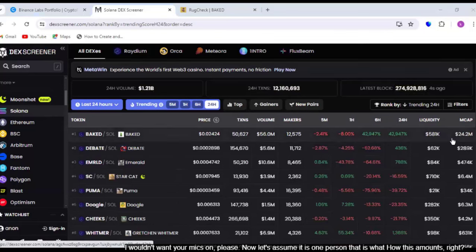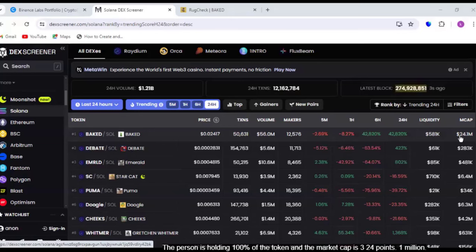Now, let's assume it is one person that is having this amount, right? Let's say the person is holding all the token, 100% of the token, right? The person is holding 100% of the token, and the market cap is 24.1 million. He can't withdraw it. The maximum he can withdraw is $582,000 out of this. So you can see the importance of liquidity.